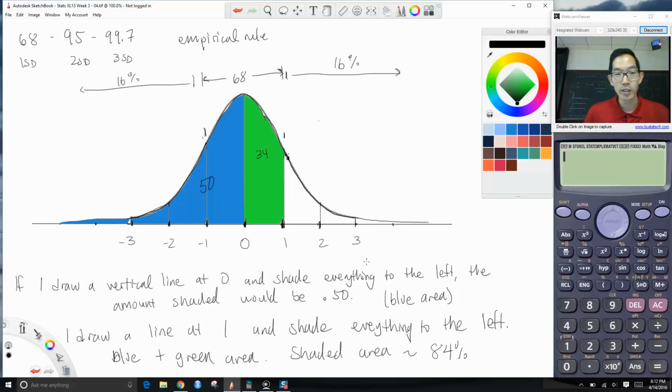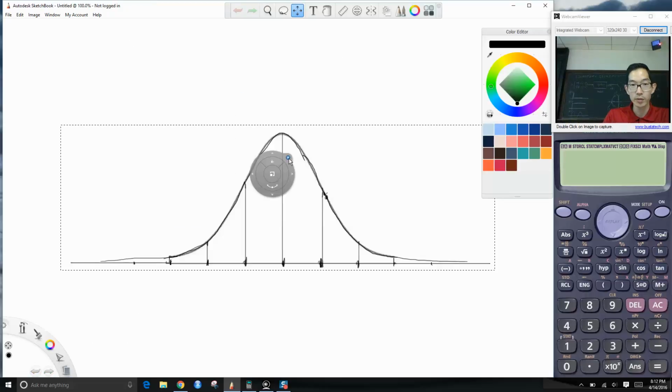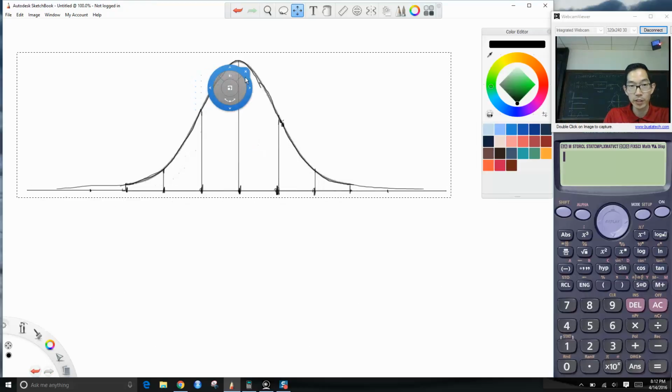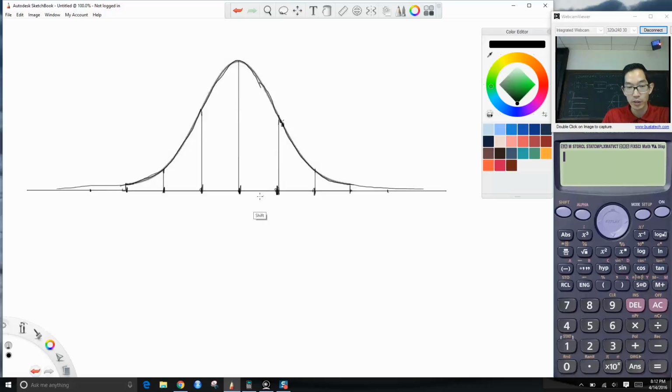And here's a question. What if I drew a vertical line not at 1, but at 0.5, and I shaded everything to the left? So actually we'll go over here, and here I'm going to draw a vertical line at, say, 0.5, and I shade everything to the left. How much will I have shaded?